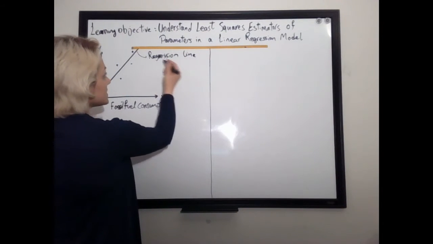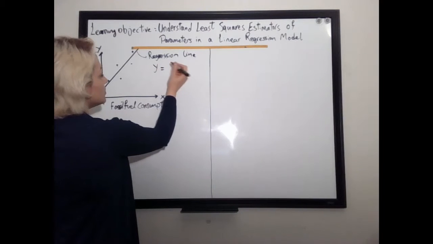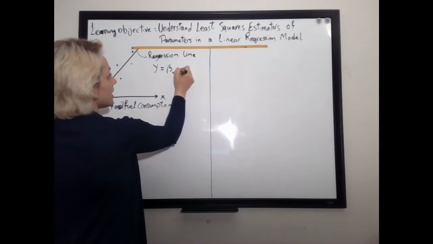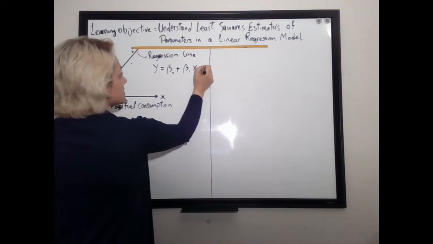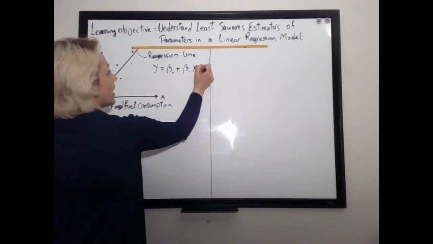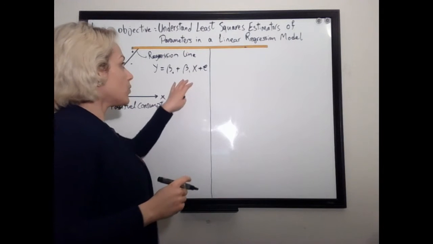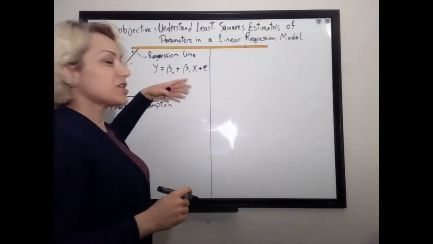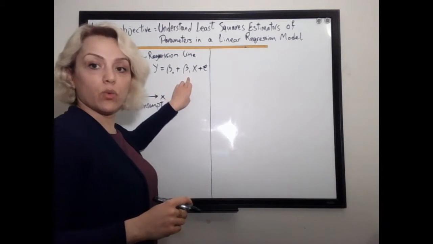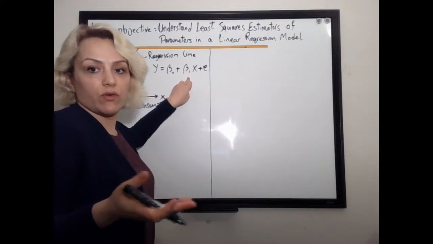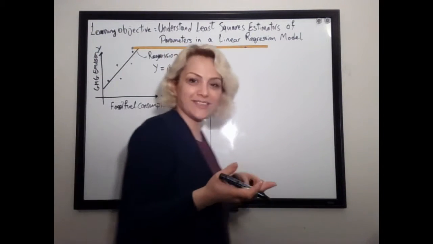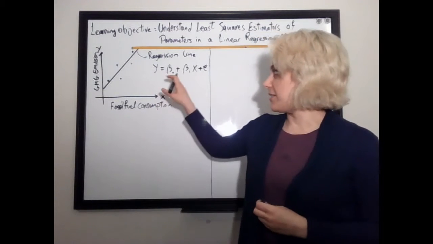And then let's say y is equal to beta 0 plus beta 1 x plus some e or epsilon. In some books, instead of beta 0 and beta 1, they would use alpha 0 and alpha 1. It doesn't matter, as long as we want to find the parameters of this model, right?